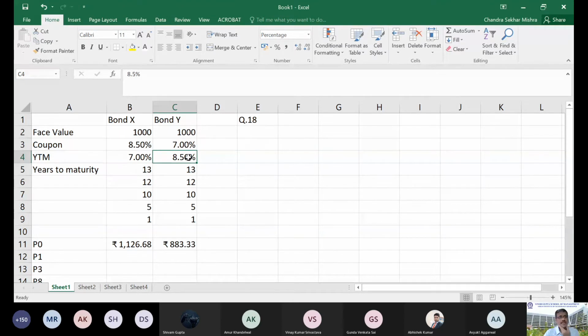Now, can somebody tell me which particular bond is a discount bond and which is a premium bond in these two cases? Comparing coupon and YTM, can somebody tell me which is a premium bond, which is a discount bond, which is a par bond? How do you say that? Abhishek Kumar, can you answer this question?